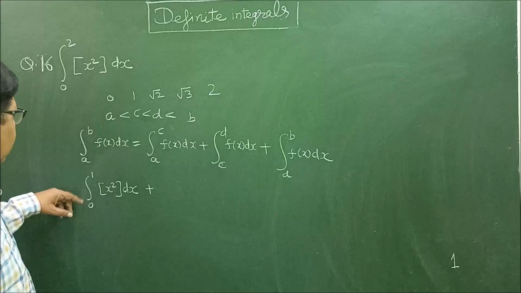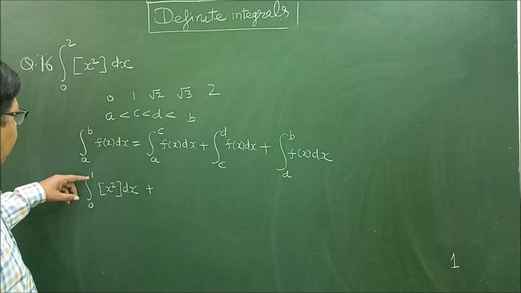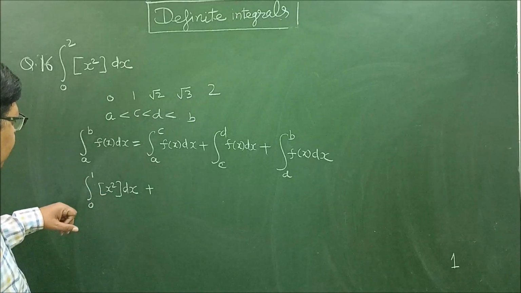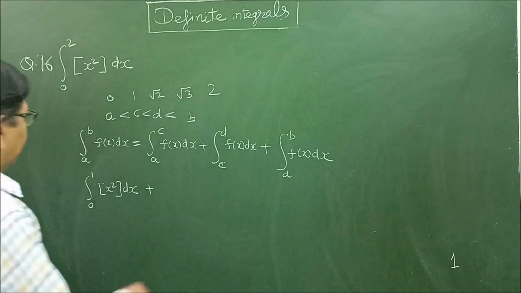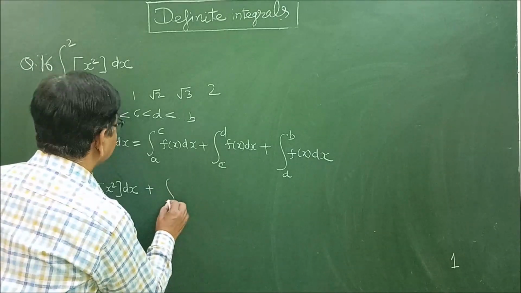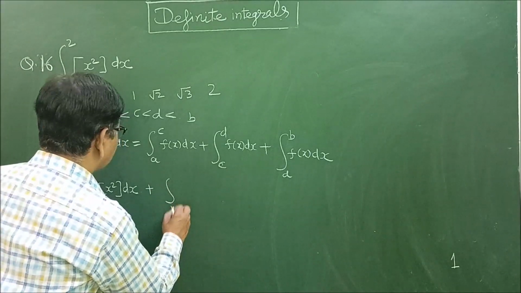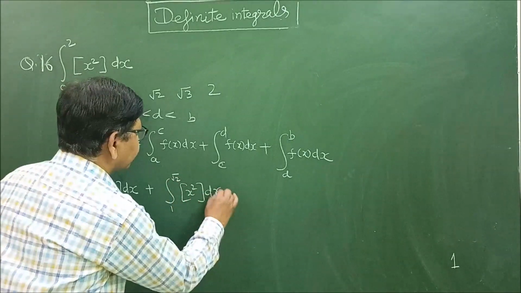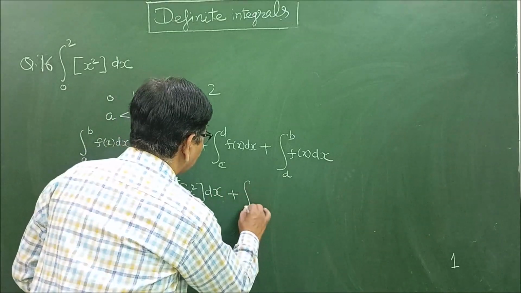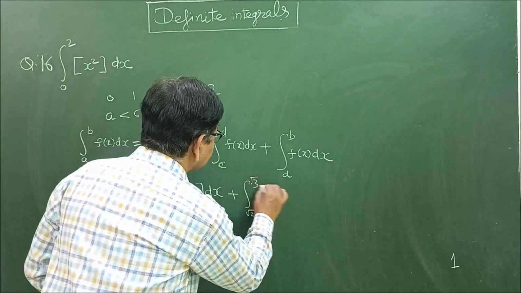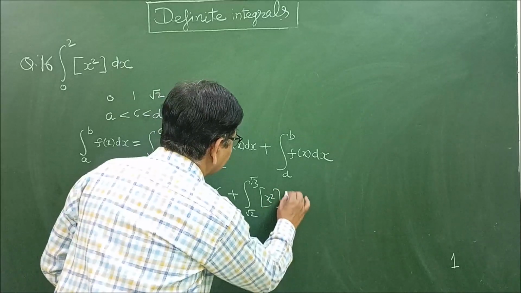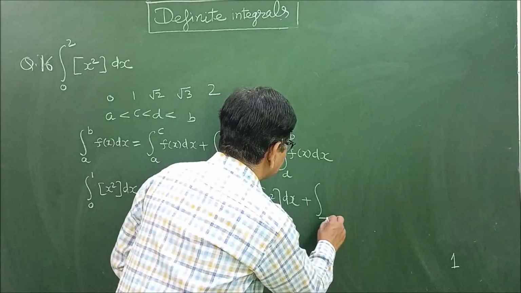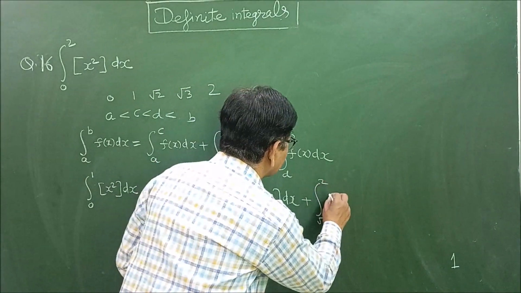So splitting like this, 0 to 1, because if the value of x varies from 0 to 1, then x square will vary from 0 to 1, that is greatest. So if the value of x varies from 1 to root 2, greatest integer x square dx, plus from root 2 to root 3 greatest integer x square dx, and from root 3 to 2 greatest integer x square dx.